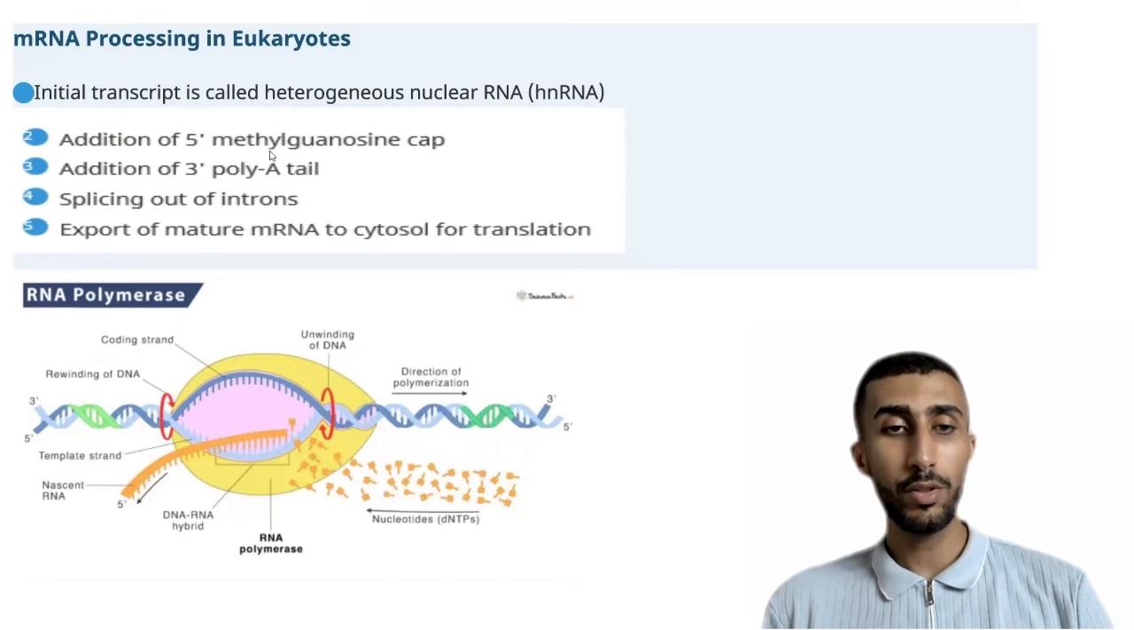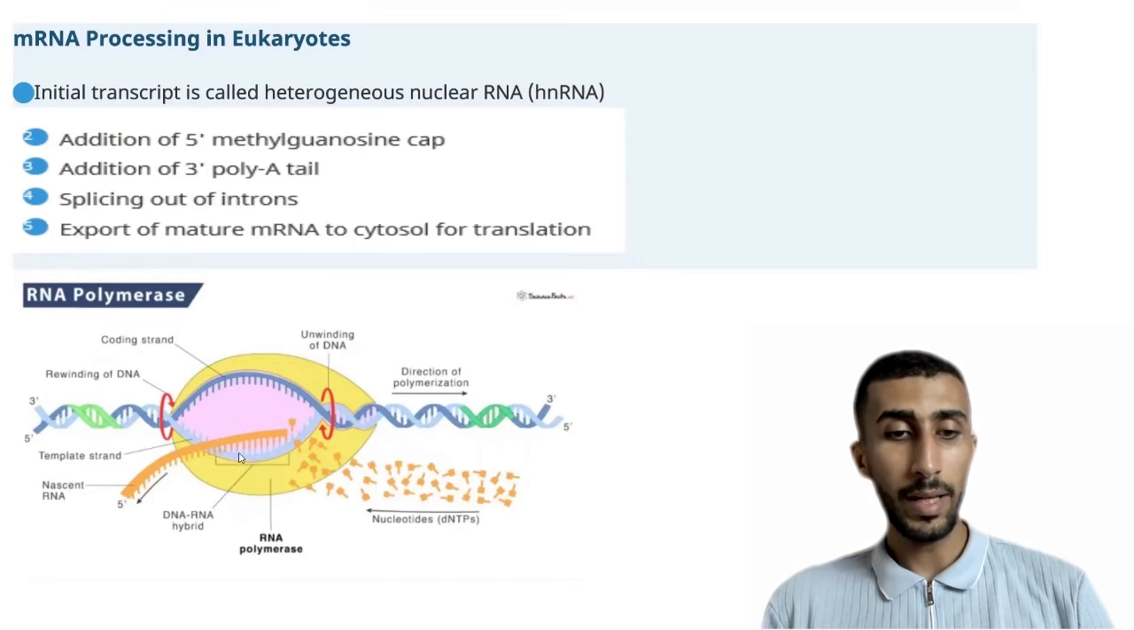Then we are going to splice introns. So it is going to splice and remove introns, and we are going to export the mature mRNA to the cytosol for translation. All of this mRNA processing occurs in the nucleus before being transported into the cytosol: first, addition of the 5-methylguanosine cap and 3' poly A tail, splicing of introns, and export into the cytosol for translation.